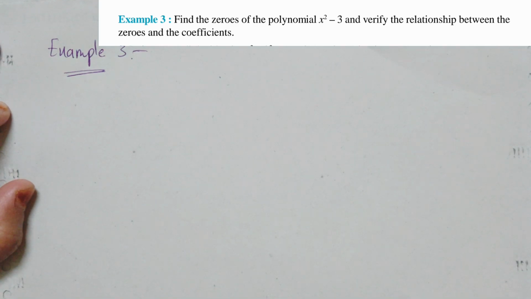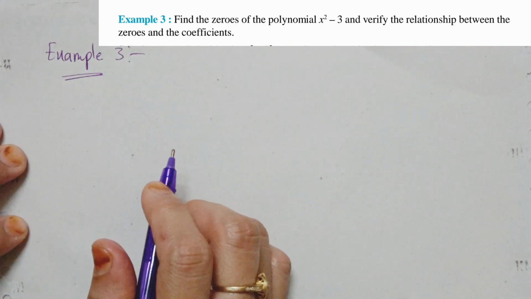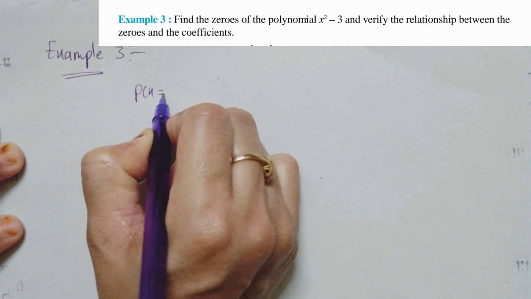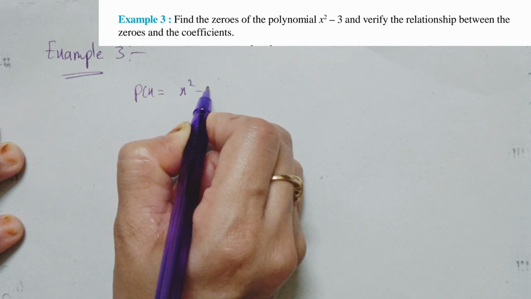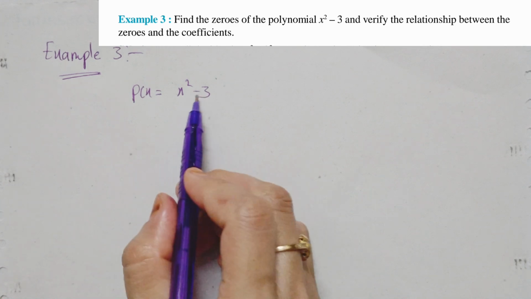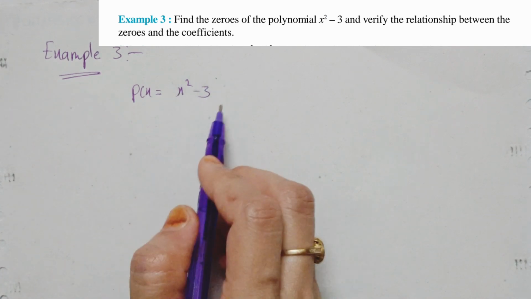So let's see the question. What is the question? Find the zeros of the polynomial x square minus 3 and verify the relationship between the zeros and the coefficients. So here what is given? We have given p of x equal to x square minus 3. So this is the polynomial. Which polynomial is this? Just see the power. Power is 2, means this is a quadratic polynomial.